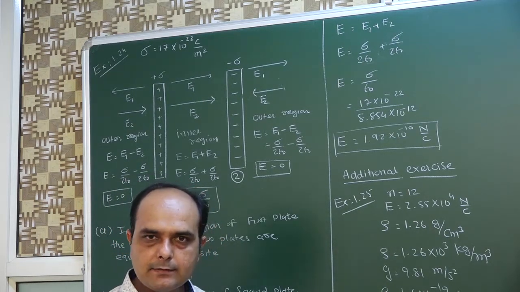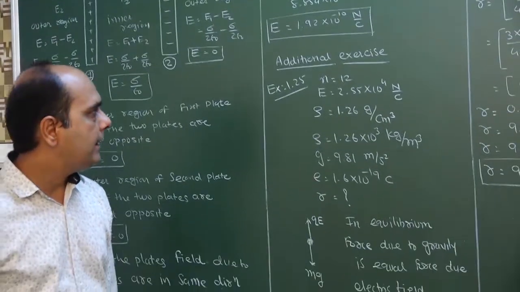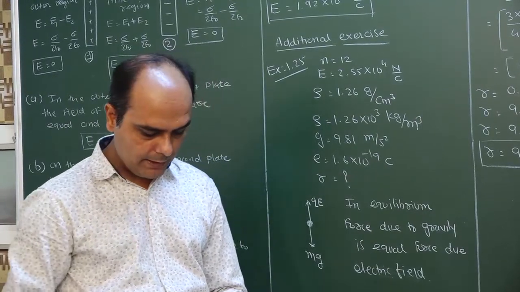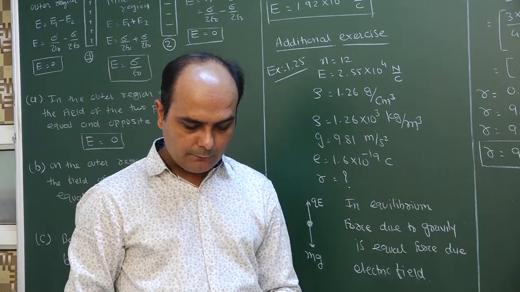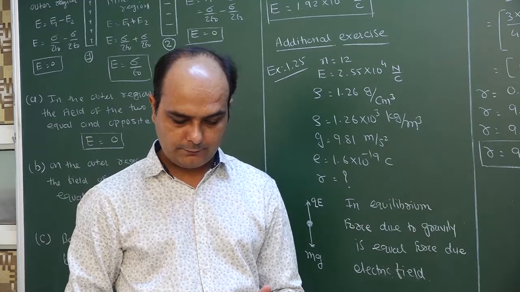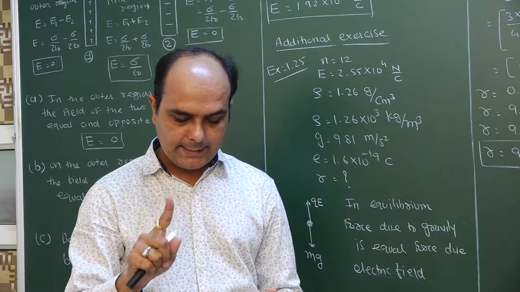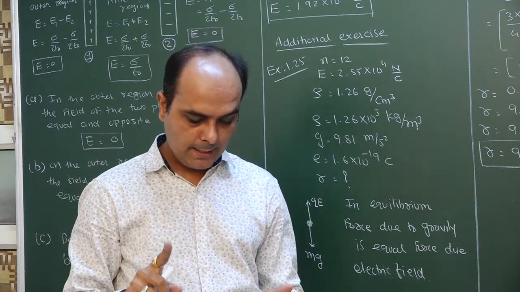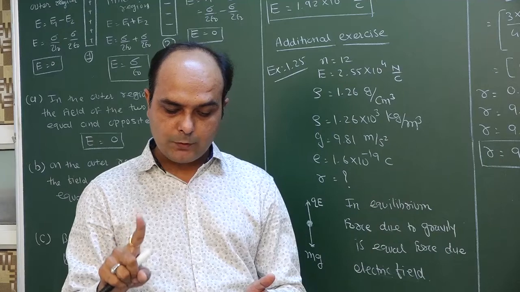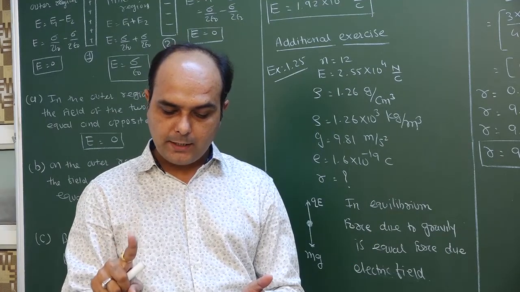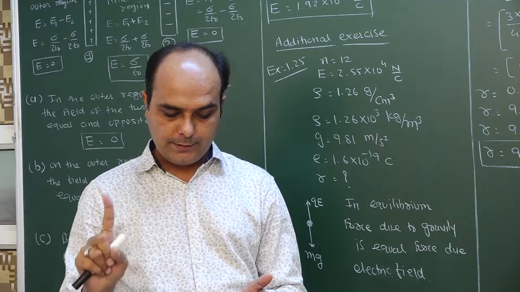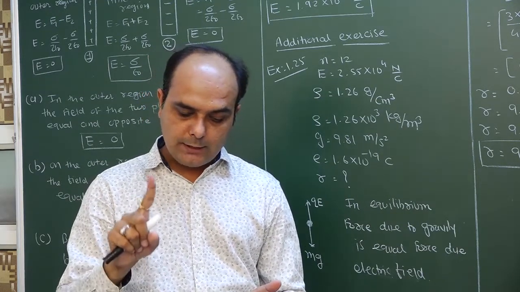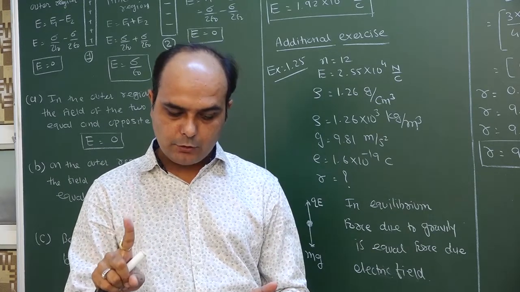Now there is one additional example from your exercise, example number 1.25. The question of example number 1.25 is like this. An oil drop with 12 excess electrons, the number of electrons being 12, is held stationary under a constant electric field of 2.55 into 10 to the 4 volt per meter in Millikan's oil drop experiment. The density of the oil is 1.26 gram per centimeter cube.